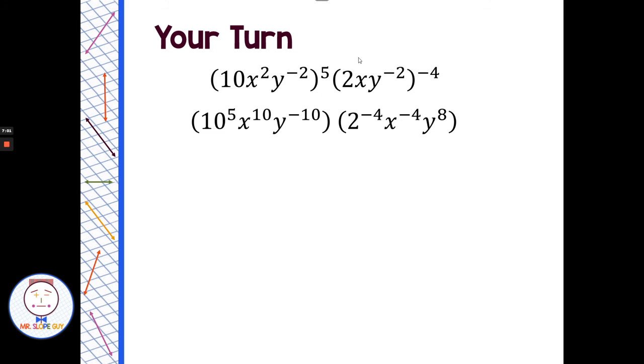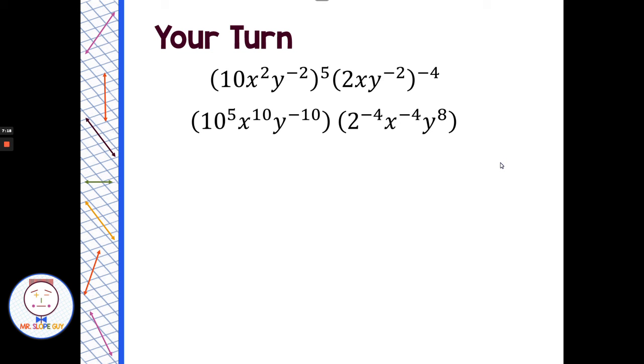The negative 4 applies to the 2, giving me 2 to the negative 4th. The x with 1 times negative 4 gives me x to the negative 4th. And the y, oh, these two negatives cancel out and give me a positive, which is nice. Negative 2 times negative 4 gives me y to the positive 8th.